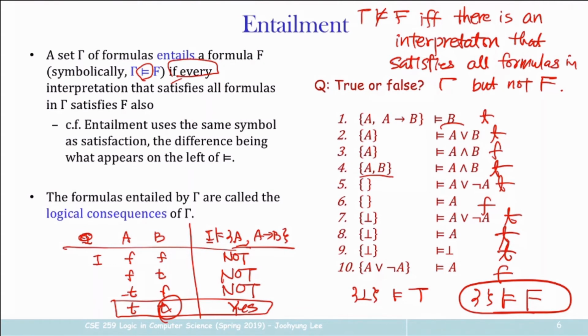Okay? So when this is empty, you always have to check the formulas on the right-hand side. When the left-hand side is bottom, you don't have to check anything on the right-hand side. Okay? All right, so that's good.